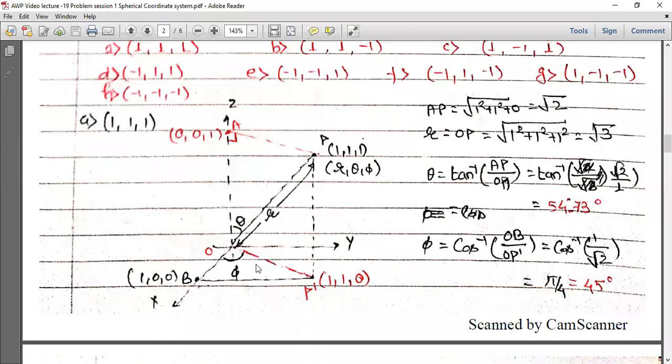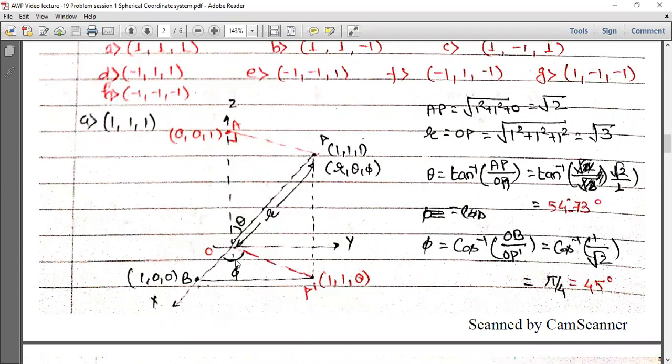Okay, so for finding phi, with respect to phi, the side in front of this angle phi is perpendicular, hence BP dash is perpendicular. The side over which this phi is resting is OB, that is the base, and the largest side, or the side in front of the 90-degree angle, that is OP dash, is the hypotenuse, and that's why cos phi will be equal to base upon hypotenuse.